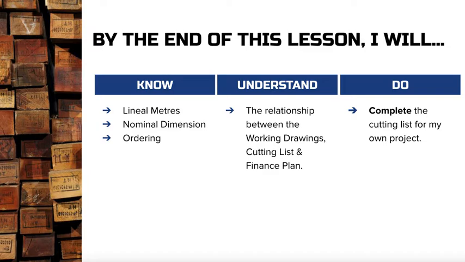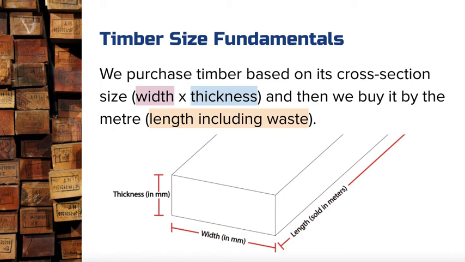But to get there, we need to actually understand a little bit about linear meters, a little bit about nominal dimensions, and we also need to understand that there is a direct relationship between our working drawings, our cutting list, and our finance plan. So starting off, we're looking at the fundamentals of timber dimensions. There are three key dimensions on any piece of timber that we've got in the workshop, and that's the thickness, the width, and the length.